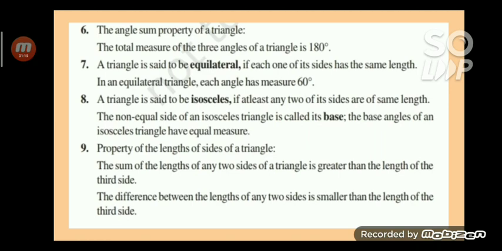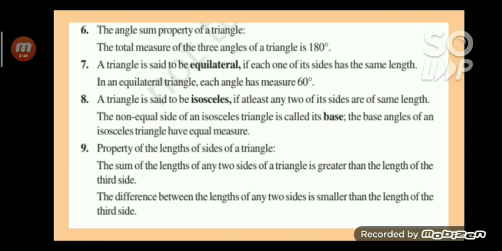A triangle is said to be equilateral if each one of its sides has the same length. In an equilateral triangle, each angle measures 60 degrees. A triangle is said to be isosceles if at least two of its sides are the same length. The non-equal side of an isosceles triangle is called its base. The base angles of an isosceles triangle have equal measure.